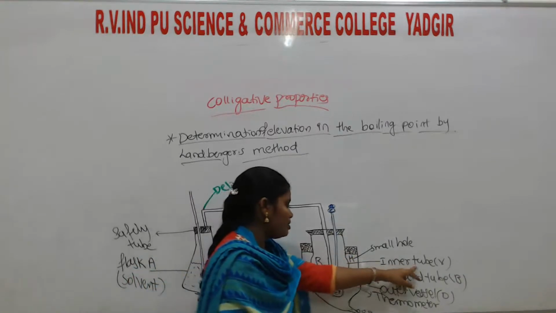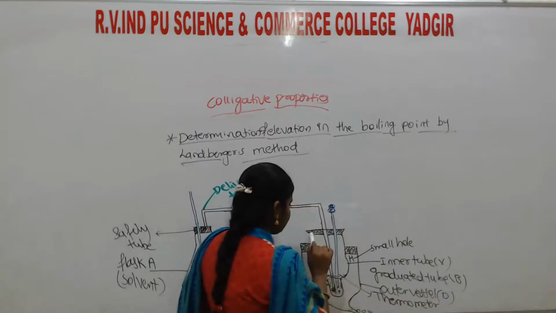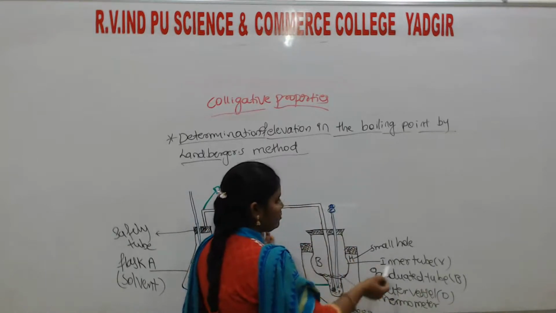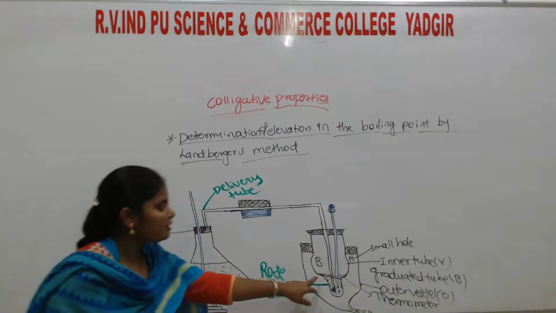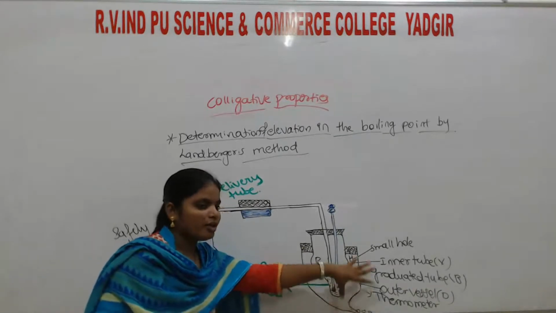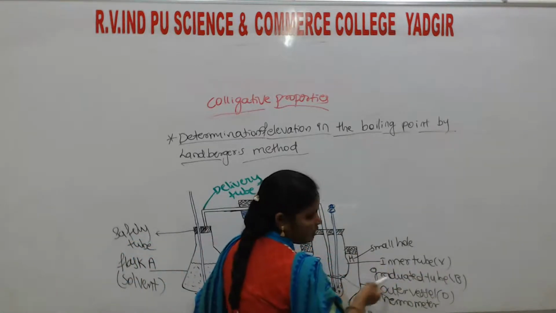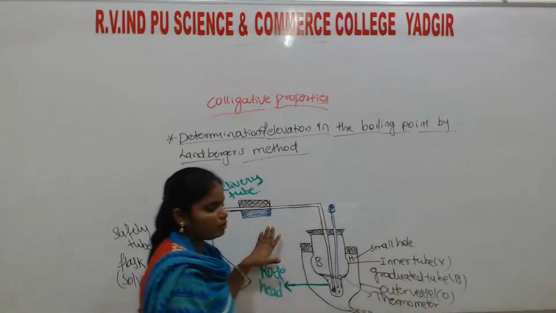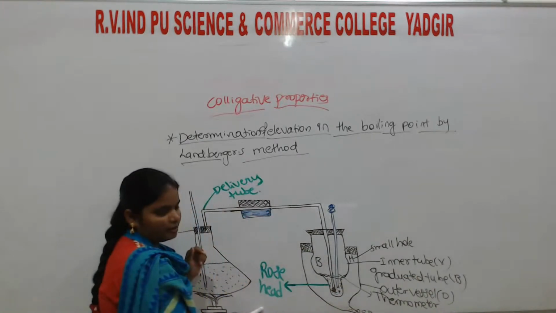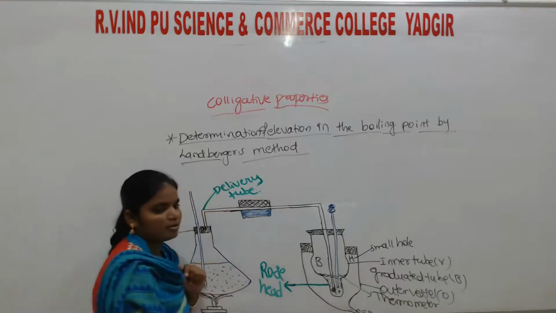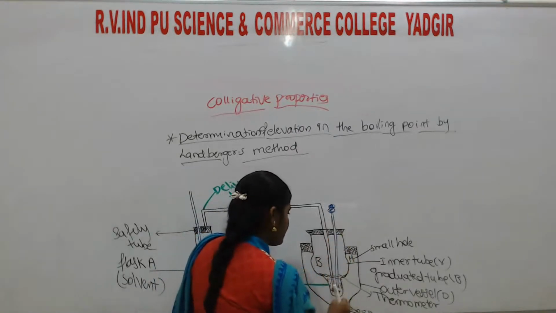Sorry, the inner tube is also known as a graduated tube. This outer vessel is present around the inner tube, which is also known as a graduated tube, and this is known as a rose head.